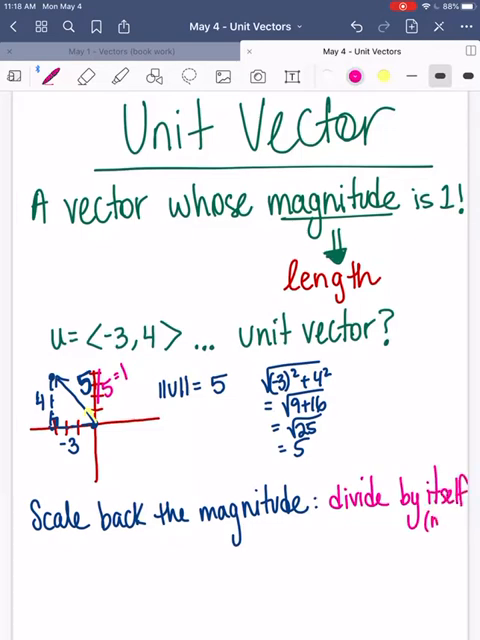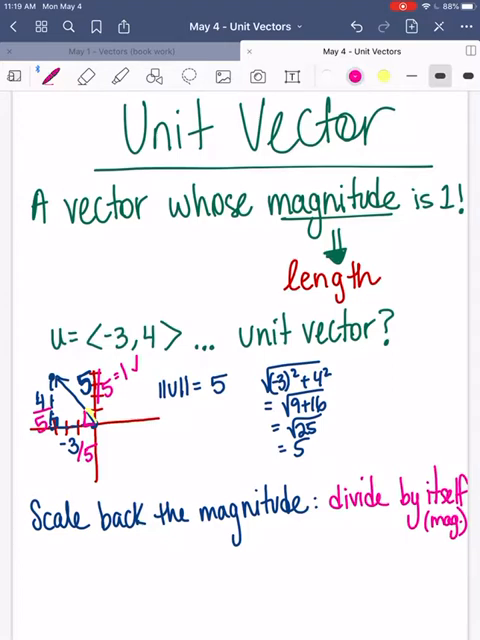Now, with you scaling back to get 1, you also have to then scale back the x and y components, okay? So we're going to do the same thing. If I divide the hypotenuse by 5, I have to divide the other sides by 5 as well, because I have to keep it proportional. So basically, all you have to do is divide the magnitude by itself, because then we get a magnitude of 1. But once you divide that side by the magnitude, you have to divide all the sides.